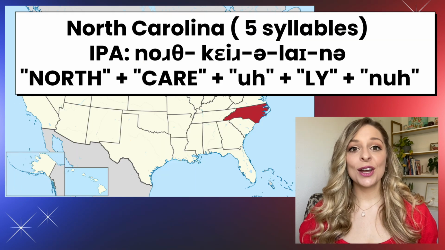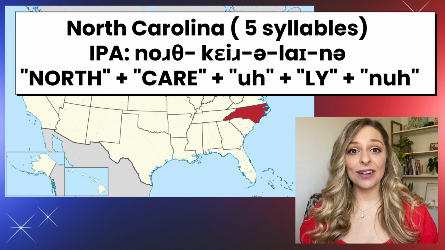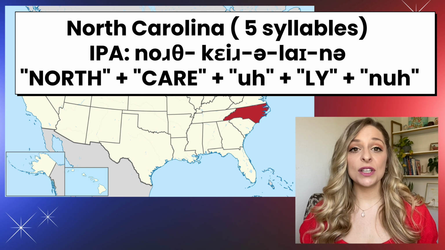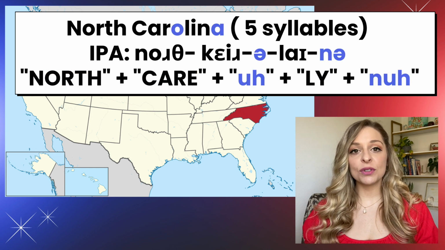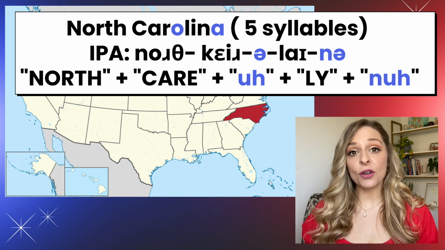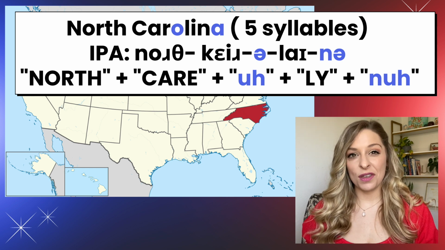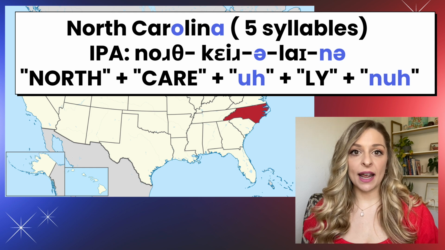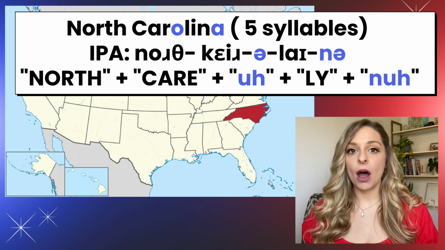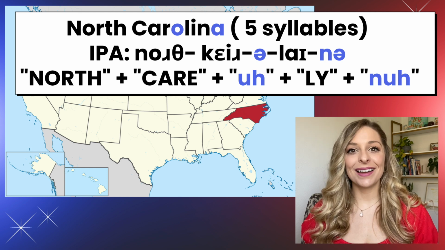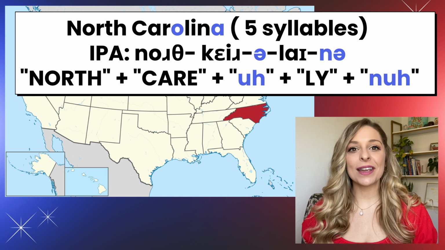Number 33, North Carolina. This word is five syllables and we stress the first, second, and fourth syllables. Since we're stressing all those syllables, we actually have to reduce the other ones. So notice in the third and fifth syllables with the O and the A, both of those sounds reduce to schwa. So we say North Kara, not Caro, Carolina, North Carolina.